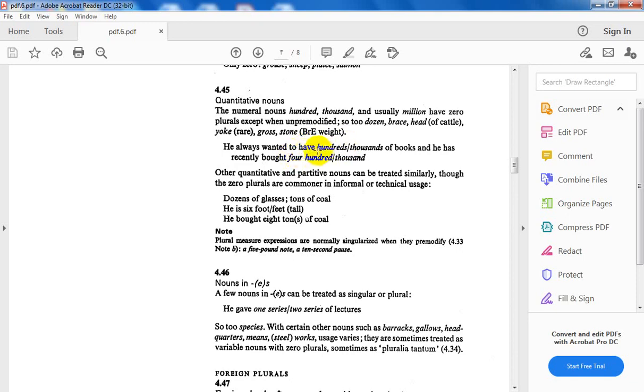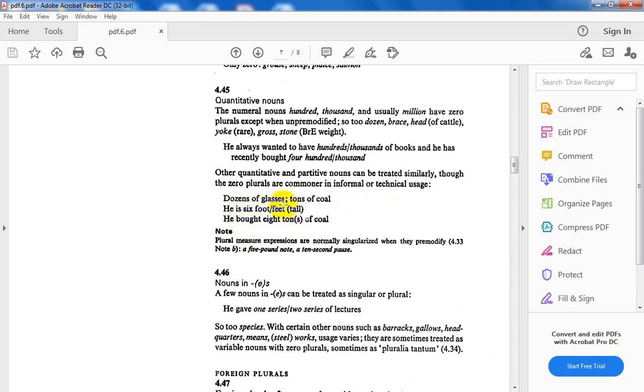There is no number before hundred. Thousands of books, and he has recently bought four hundred. You see here hundred with zero plural. Why? Because it is pre-modified by four. Four thousand: here thousand is zero plural because it is pre-modified by four. This is the idea. The same thing with quantitative and partitive nouns, which can be treated similarly, though the zero plurals are commoner in informal or technical usage.